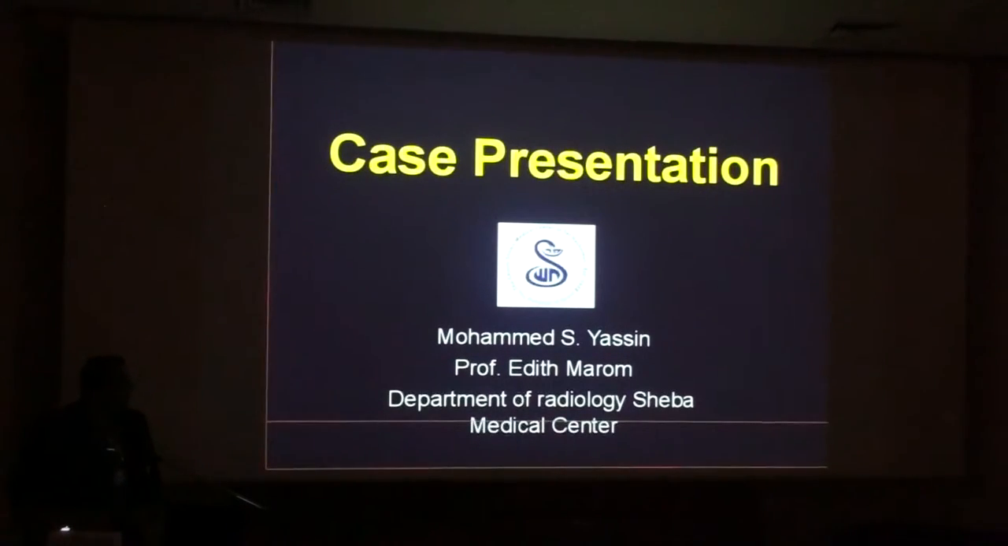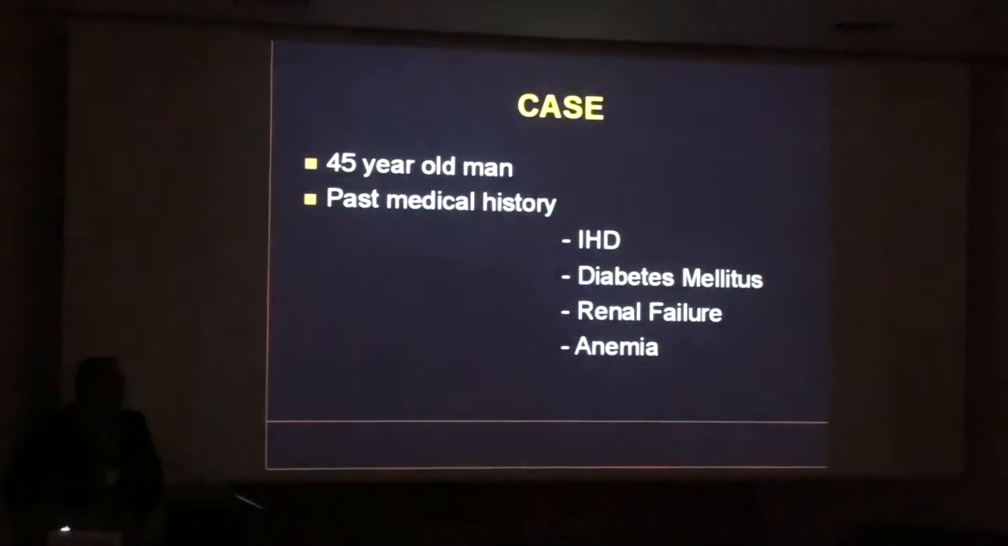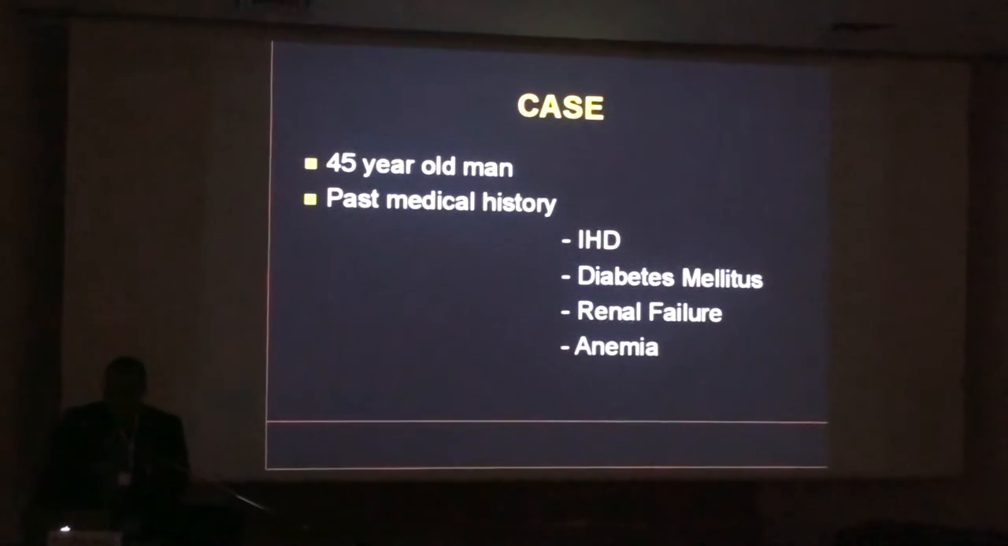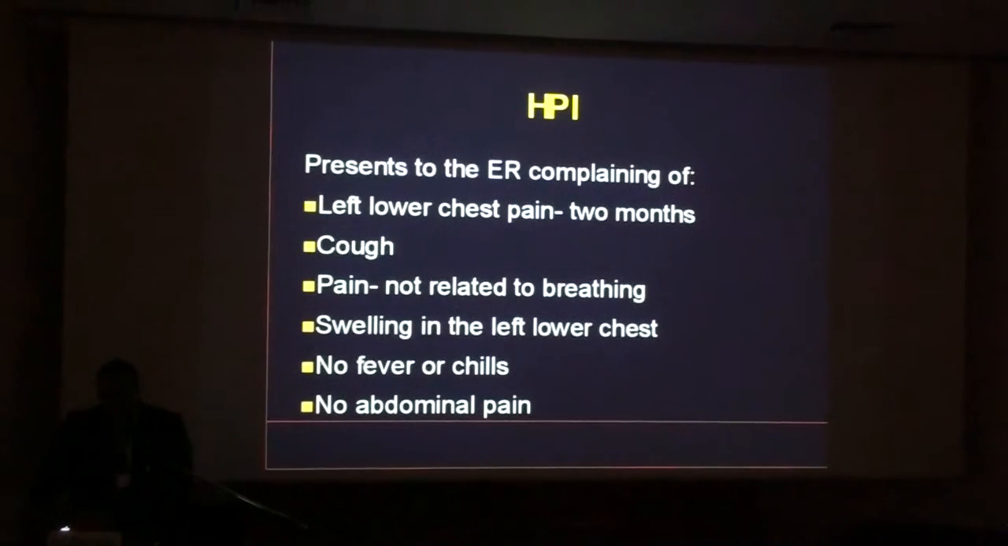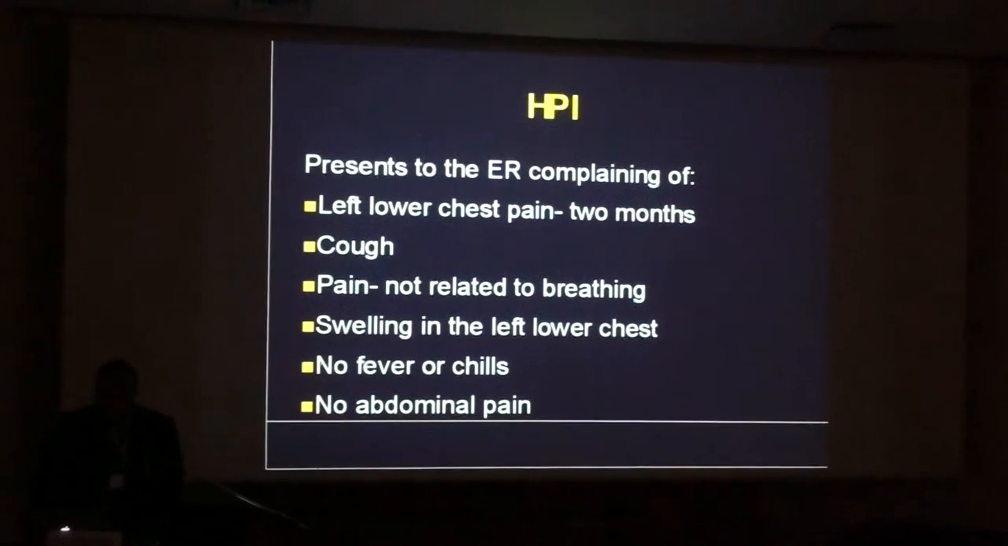Today I'm going to present to you a case of a 45-year-old man with a medical history of ischemic heart disease, diabetes, renal failure, and anemia. He presented to our ER complaining of left lower chest pain for the last 2 months, cough, pain not related to breathing, and swelling in the left lower chest. He denies fever, chills, or abdominal pain.